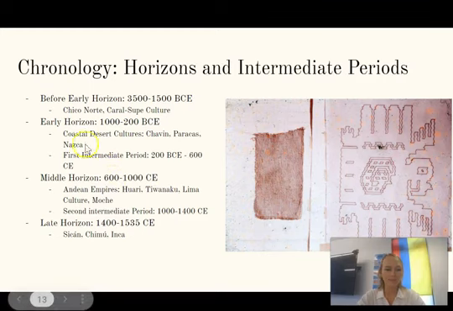or current era. We have the Andean empires, including the Wari, the Tiwanaku, Lima culture, and the Moche. Then we have a second intermediate period between about 1000 and 1400 CE. Again, this is where we see less evidence of cohesion and hegemony. And then the late horizon is from 1400 to 1535 CE. We have Sican, Chimu, and Inca. So these are unifying cultures and empires that are really bringing people together with cohesive direction.